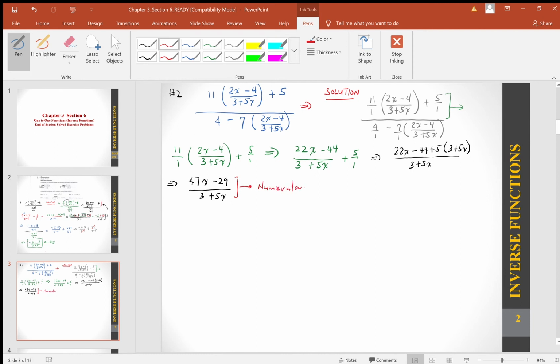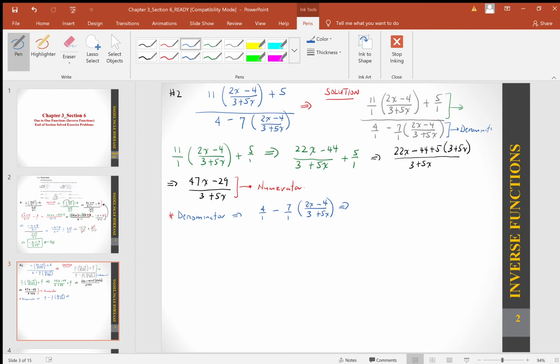Okay, so now I want to face the denominator. Which is this right here. This is my denominator. And that's going to be 4 over 1 minus 7 over 1 into (2x minus 4) over (3 plus 5x). Okay, now I could do the same thing.